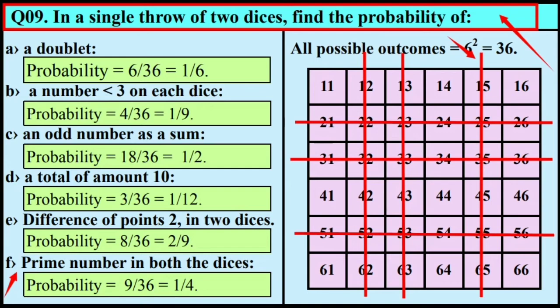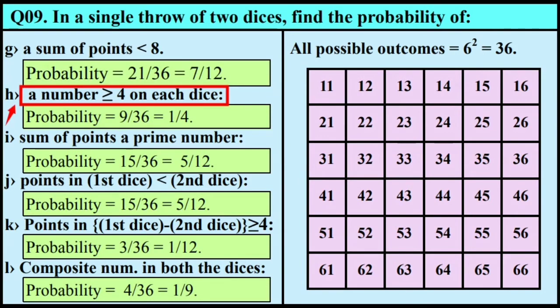Let's find out situations where the element is the intersection of any pair of a horizontal line and vertical line. I find 9 such elements where points obtained in both the dices are prime numbers. Hence, the number of favorable outcomes is 9. Therefore, probability is 9 by 36 and the value in simplified form is 1 by 4.